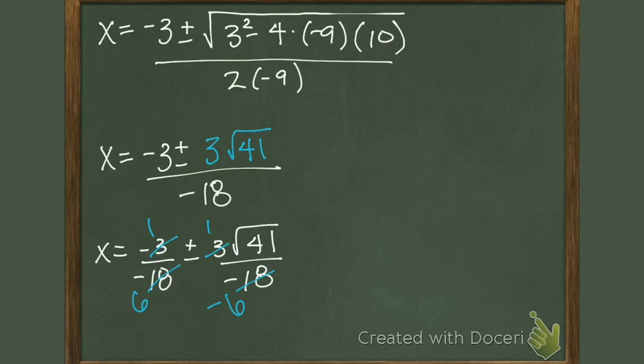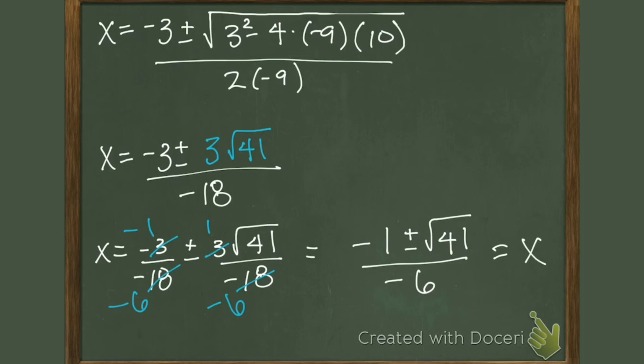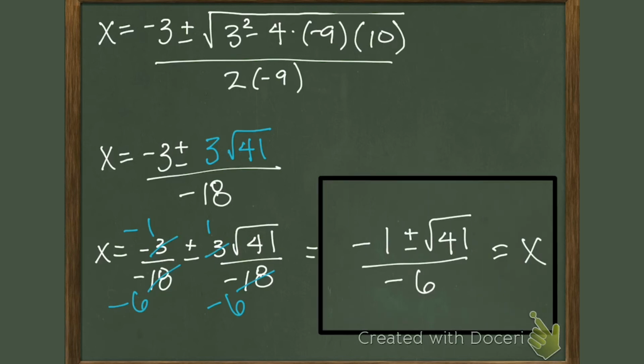All right, and because these aren't the same, this has to be a negative, so that 1 has to stay negative. So my answer here is negative 1 plus or minus the square root of 41 divided by negative 6. Technically, a negative over negative is positive. Doesn't really matter. But this is what x equals. Okay, that's my answer. There's no way to solve that problem in any other form except for the quadratic formula.